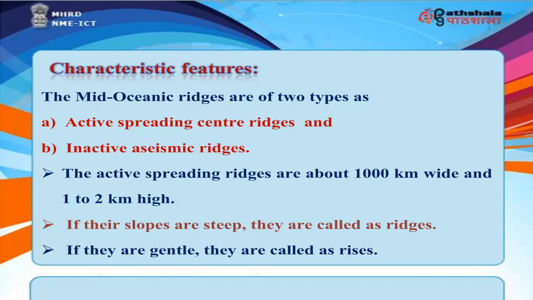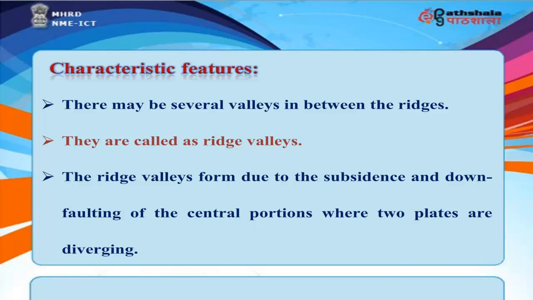Characteristic features. The mid-oceanic ridges are of two types: active spreading center ridges and inactive aseismic ridges. The active spreading ridges are about 1,000 kilometers wide and 1 to 2 kilometers high. If their slopes are steep, they are called ridges. If they are gentle, they are called rises. There may be several valleys in between the ridges. They are called ridge valleys. The ridge valleys form due to the subsidence and downfaulting of the central portions where two plates are diverging.